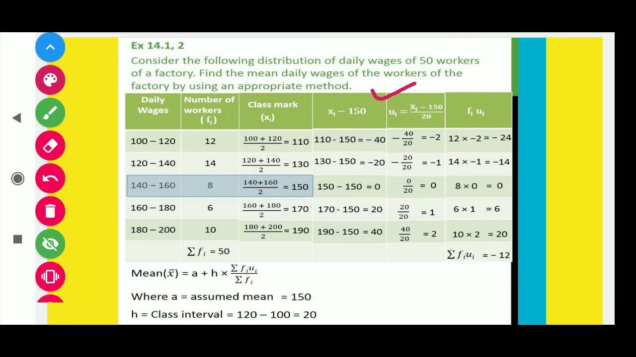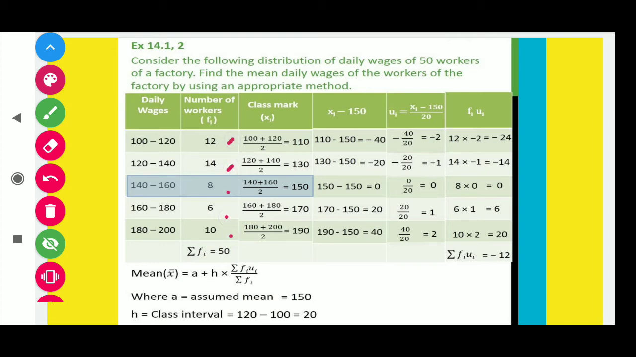So students, let's start. Here daily wages are 100 to 120, 120 to 140, 140 to 160. Here you can see that again this is the continuous frequency distribution. So students, here we have given number of workers are here.